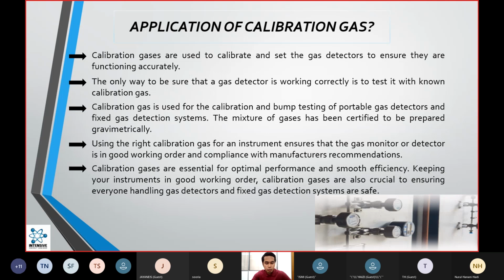This instrument needs to be calibrated to ensure, first, it is functioning accurately and it can show the accurate gas concentration. Number two, fix the precision of the gas detector more precisely, because with time, precision of analytical instruments such as gas detectors or gas analyzers will decrease and they will need to be calibrated. Number three, complies with manufacturer recommendation. And number four, as a safety instrument, gas detectors are essential to be in good working order.